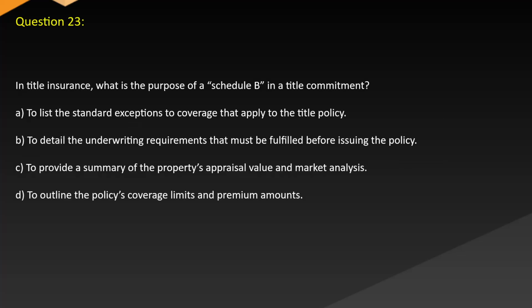Question 23. In title insurance, what is the purpose of a Schedule B ECIT title commitment? A. To list the standard exceptions to coverage that apply to the title policy. B. To detail the underwriting requirements that must be fulfilled before issuing the policy. C. To provide a summary of the property's appraisal, value, and market analysis. D. To outline the policy's coverage limits and premium amounts.